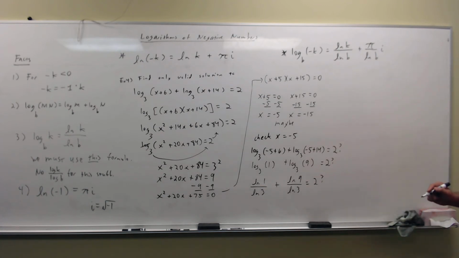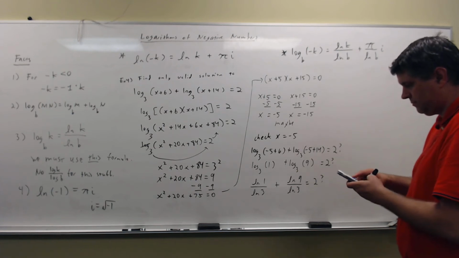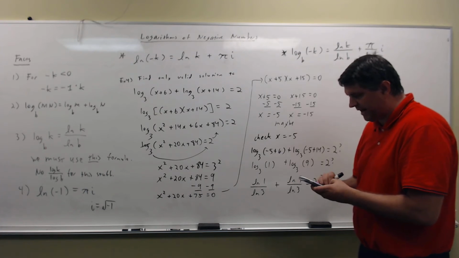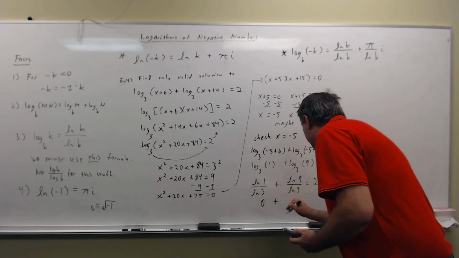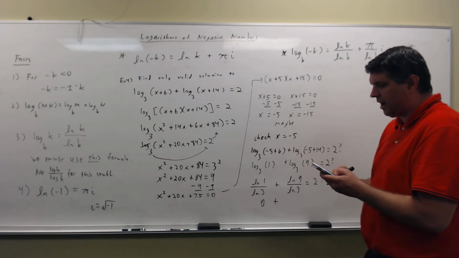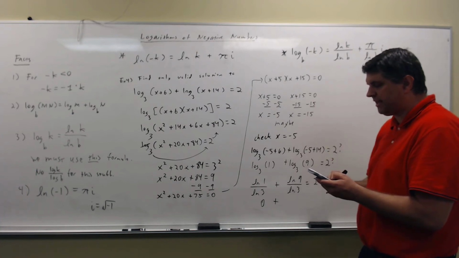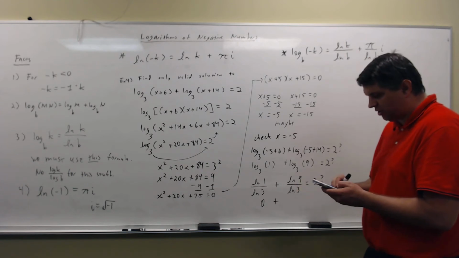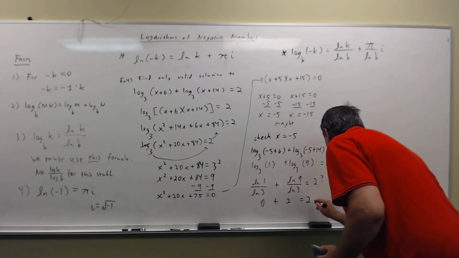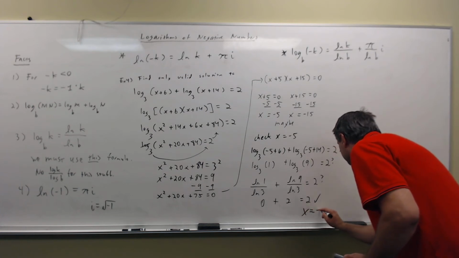Okay? So, natural log of 1 is 0, divided by natural log of 3 is still 0. Natural log of 9 is 2.1972245, so 2.19722, etc. Divided by natural log of 3, that's 2. Yep. 0 plus 2 is 2. So x equals negative 5.